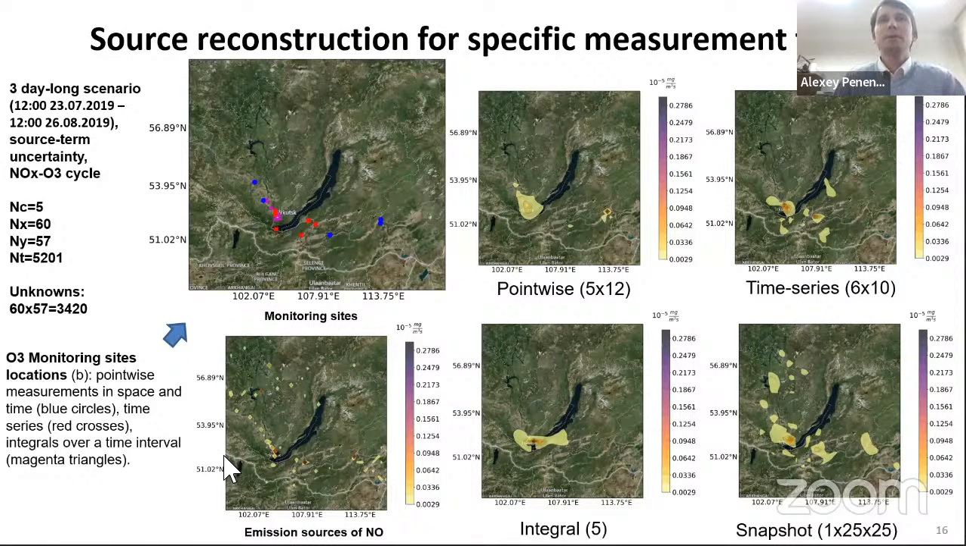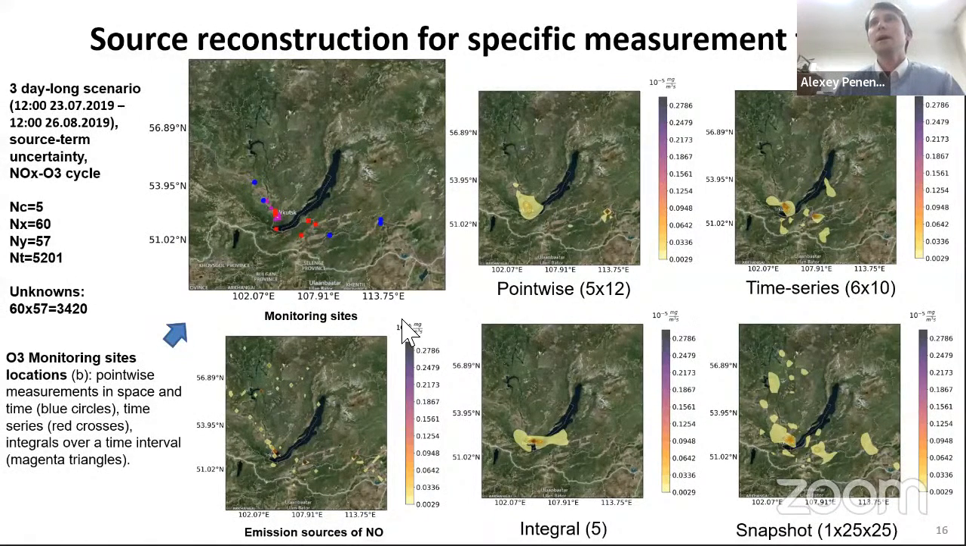region, and we produced the exact scenario where the emission is proportional to the population of the cities in the region. We took as the main source the emission rate of Irkutsk according to the literature. We divided the set of monitoring sites into 3 groups. The first group, blue, takes pointwise measurements in space and time. Red crosses collect time series, and triangles gather integrals over the time period.